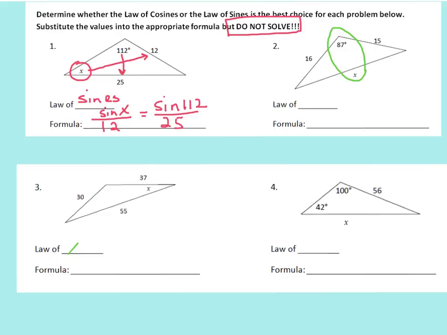Now when I look at number 2, I start out with that partnership across from each other, but notice when I go to look for a second partnership, no angle, and no way to find either angle. So it's telling me that I cannot use the law of sines. I'm going to have to use the law of cosines.